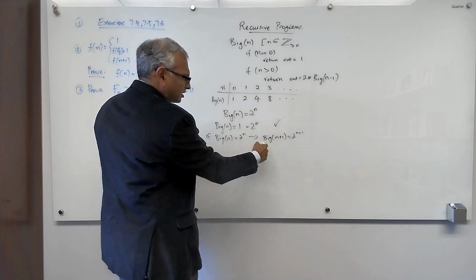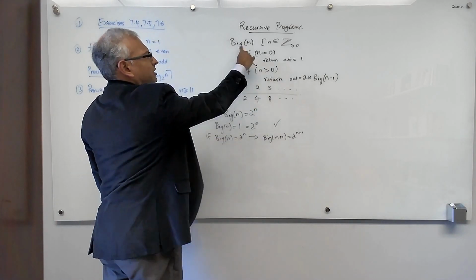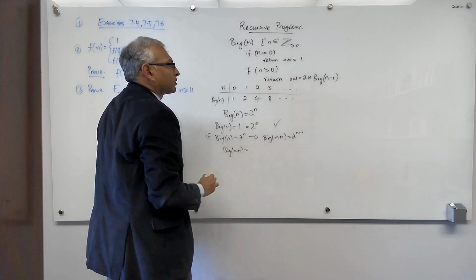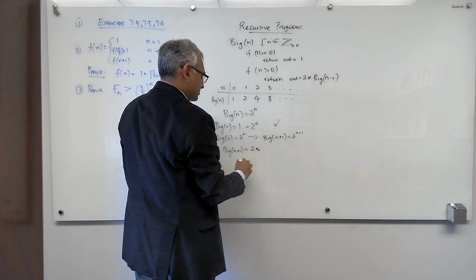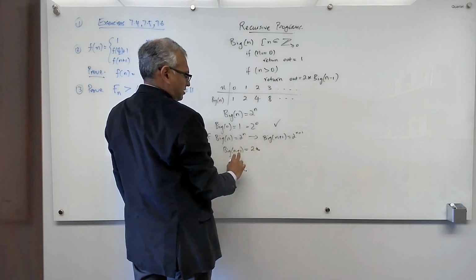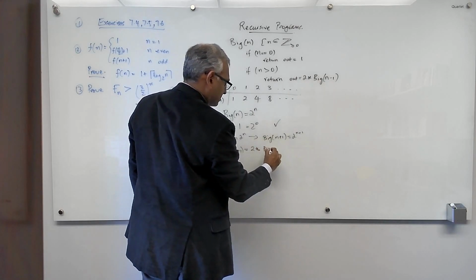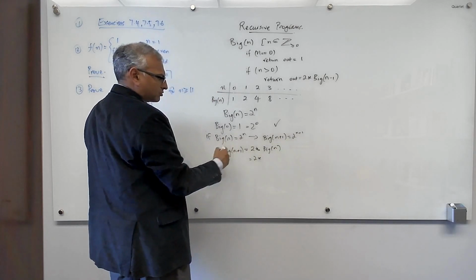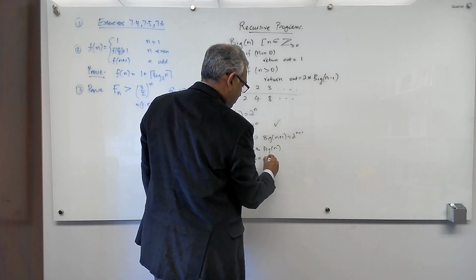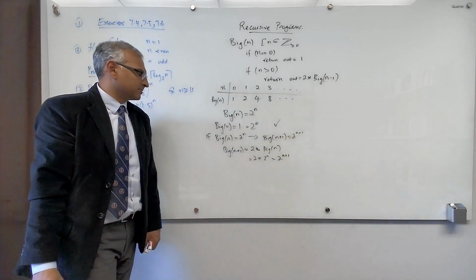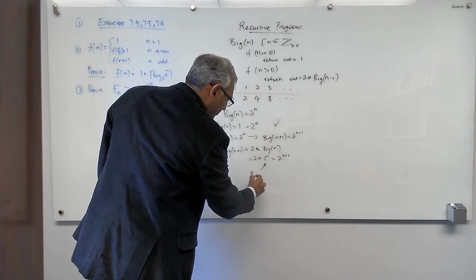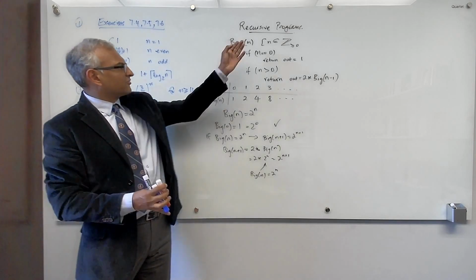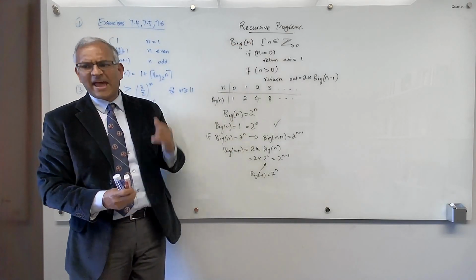So if big of n is 2 to the n, then big of n plus 1. Now this is where we use the recursive part of this function. Big of n plus 1 is equal to 2 times big of n plus 1 minus 1. So 2 times big of n, which is 2 times 2 to the n, because we assume big of n is 2 to the n, which is 2 to the n plus 1, as required. This is because we get to assume that big of n is equal to 2 to the n. So that proves that this recursive function computes 2 to the n. It's a very compact function.